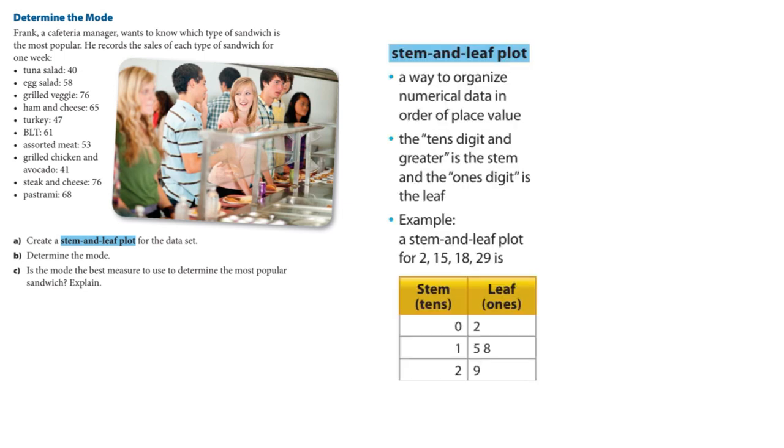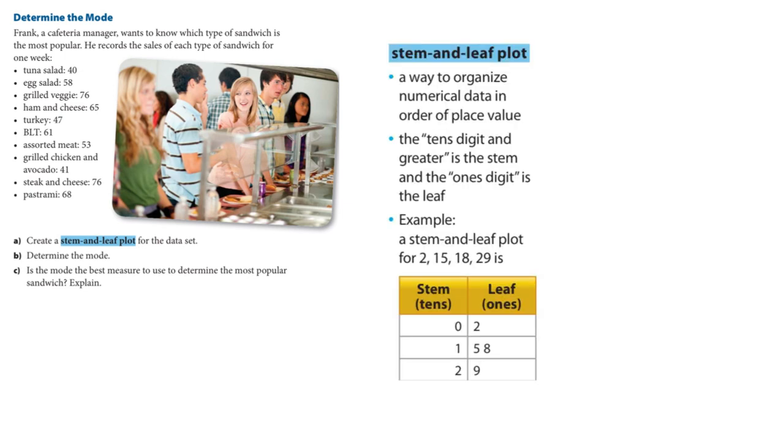In this first example, we're going to be determining the mode. So Frank, a cafeteria manager, wants to know which type of sandwich is most popular. He records each type of sandwich for 1 week, and you can see there were 40 tuna salad sandwiches ordered, 58 egg salads, and so on and so forth. So it wants us to create a stem and leaf plot.